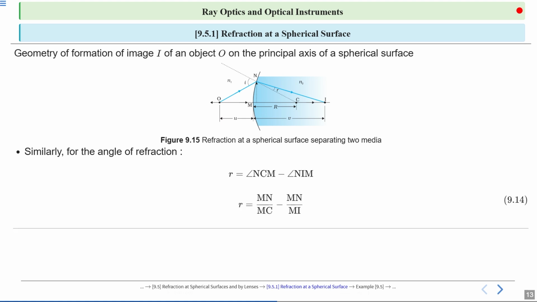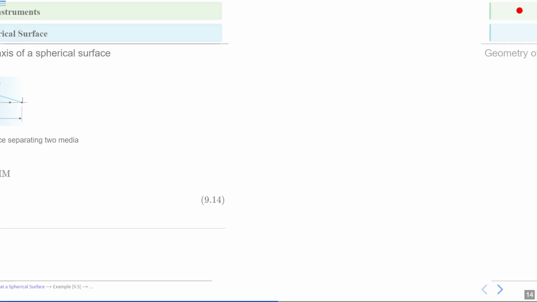So R will be, what is NCM? Tan of NCM was Mn upon MC. So we are taking the approximation tan theta approximately equal to theta. So NCM will be approximately equal to Mn upon MC. Similarly for NIM, Mn upon Mi. So mark it as 9.14 equation.